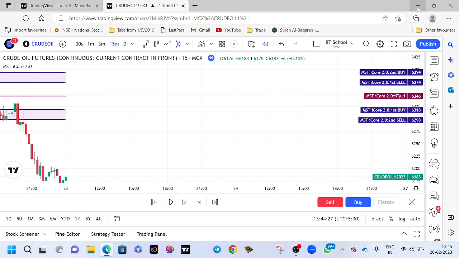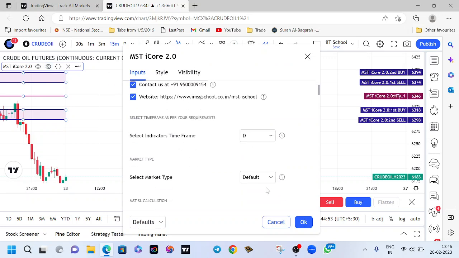Today let us see the performance of yesterday in crude oil, bank nifty and some other scripts. We have been releasing the videos on the same concept with MST iCore 2.0 premium and basic version. By default, if we select the indicator, it comes in basic version. If we want to go for the higher, advanced version, then the only difference is the market type.